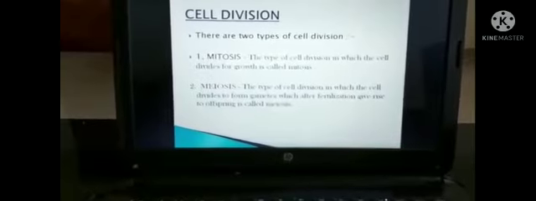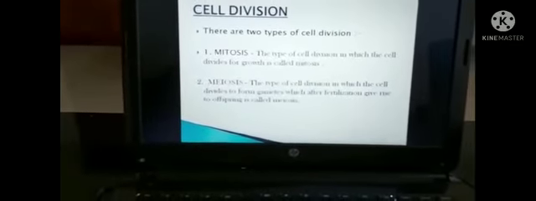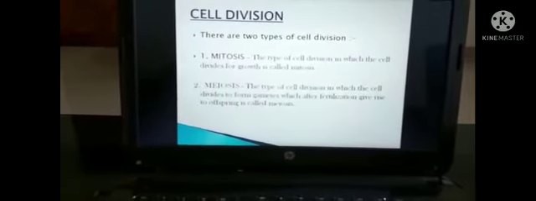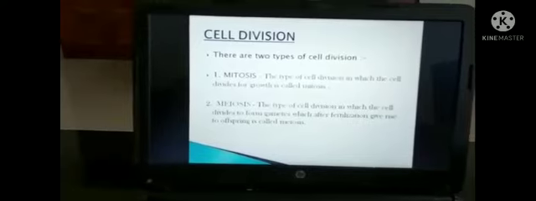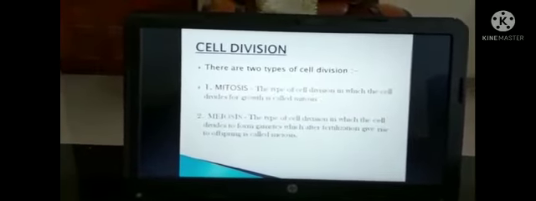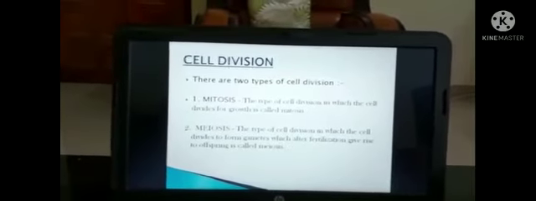Now, cell division. There are two types of cell division, mitosis and meiosis. The type of cell division in which the cell divides for growth is called mitosis, and the type of cell division in which the cell divides to form gametes which after fertilization give rise to offspring is called meiosis.